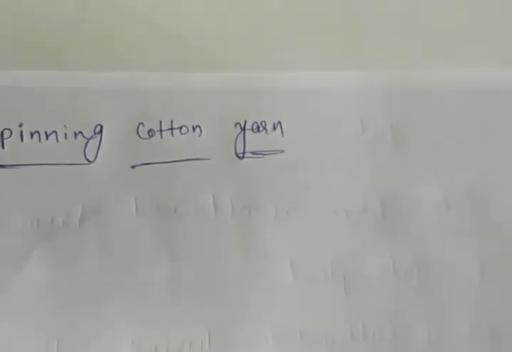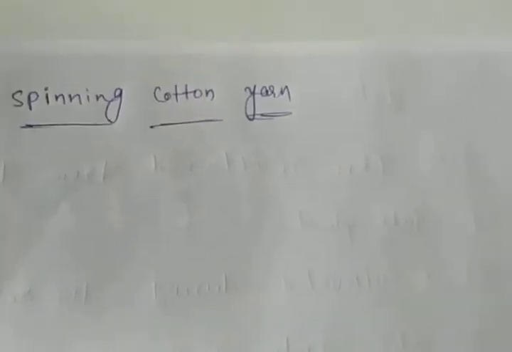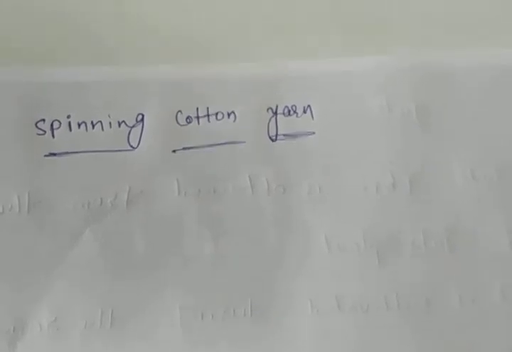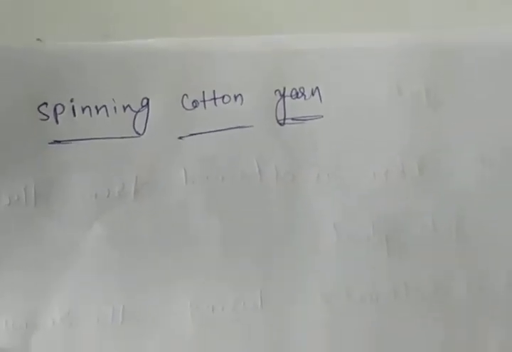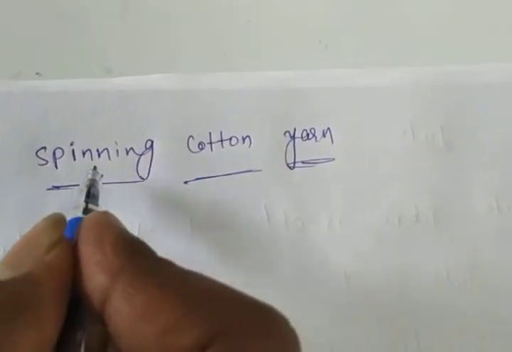What is spinning? Before that we discussed ginning. What is ginning? Fibers are separated from the seeds by a combing process. That is called ginning. What about spinning? Which process do we call spinning?